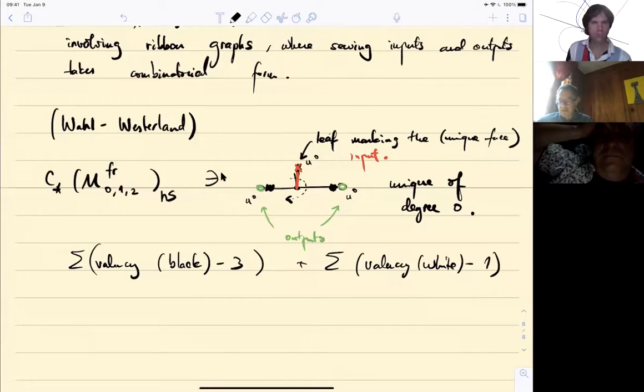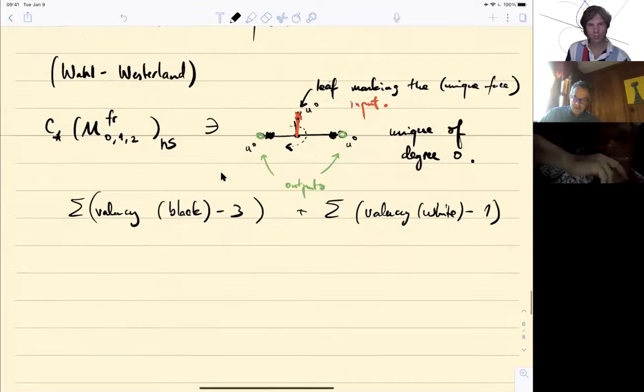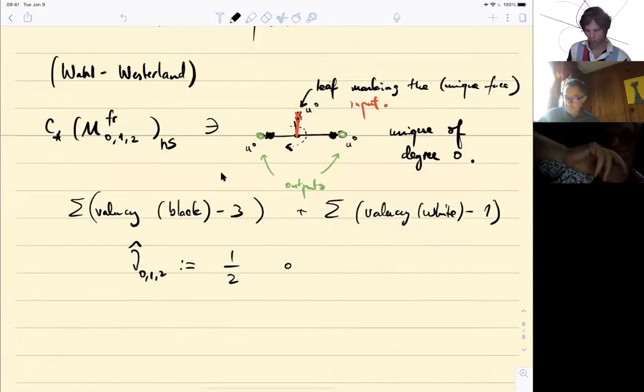All right. So when you look at this, you can do the calculation, and it's degree 0. And I urge you to think about this for 5 minutes, but with a little piece of paper, you will see that this is the only one that can be there. Of degree 0, it was genus 0, one input, two outputs. And I'm going to take the following thing, V0,1,2 hat. I will define it to be 1/2 of this graph.